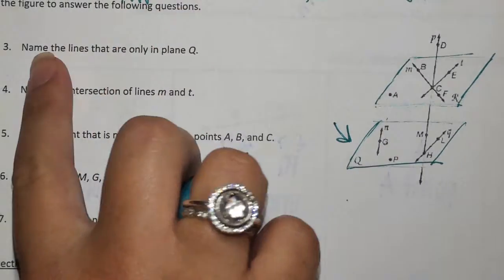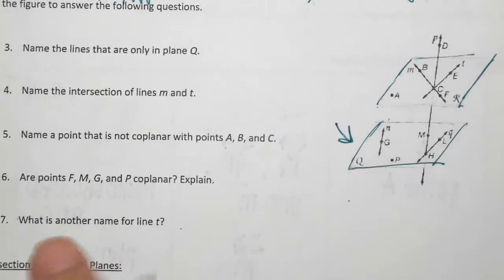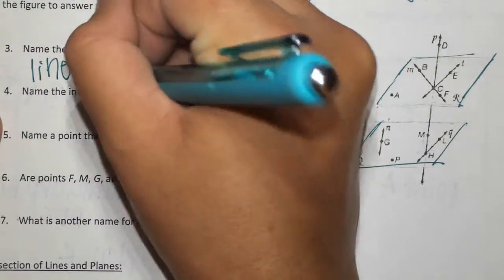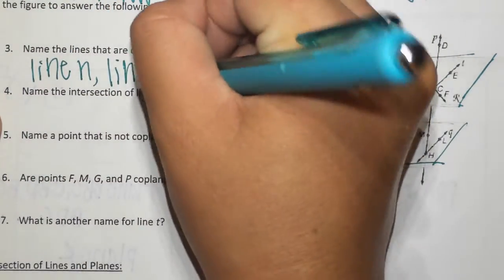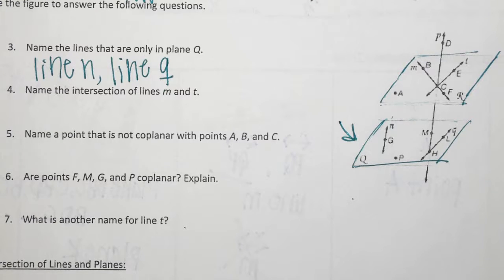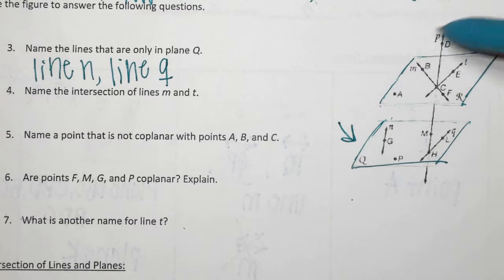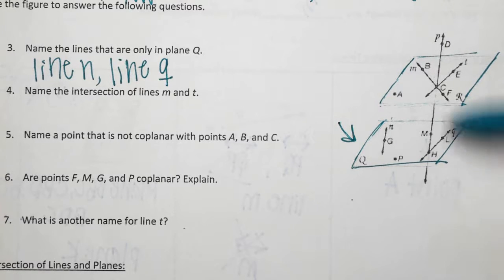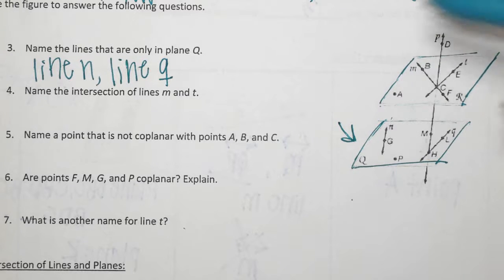Okay? So name the lines that are in plane Q. Well, there's line N and line what? Q. What about line P? Well, this is line P. You see this P at the top? It's not only in Q. It goes out of Q and into, what plane is this? R. Very good. I know it's kind of light, but you see this R in the bottom corner?